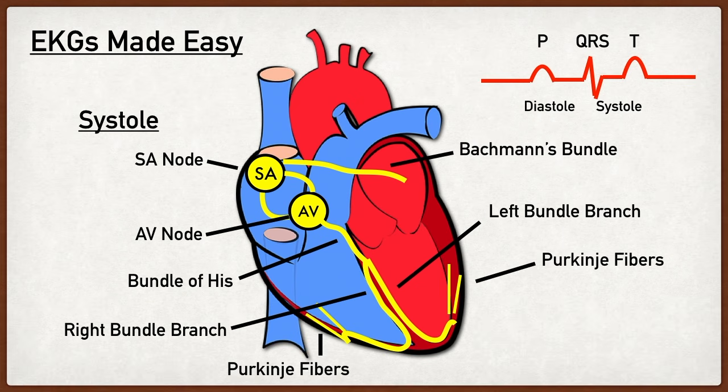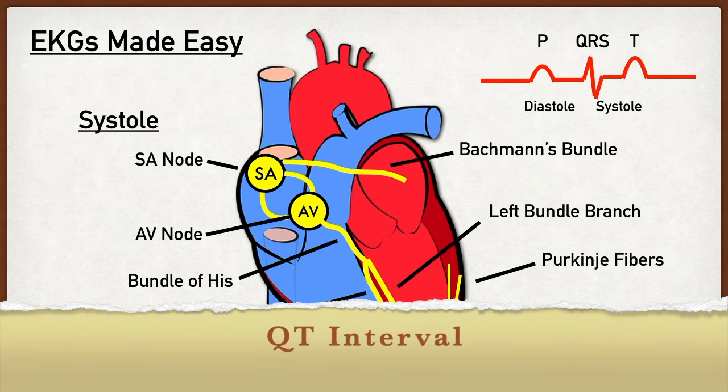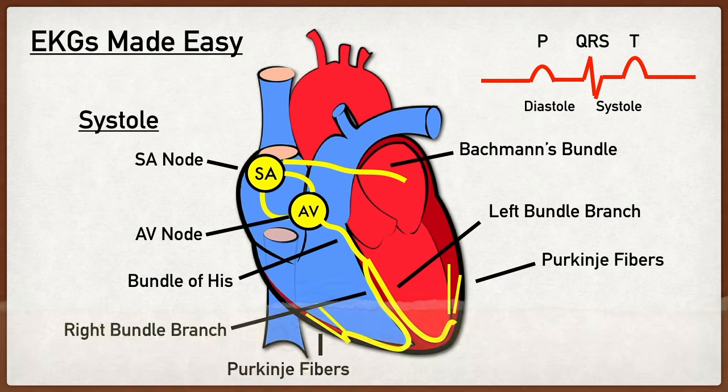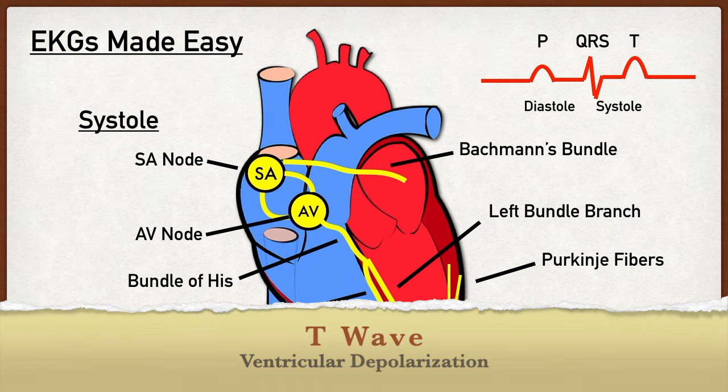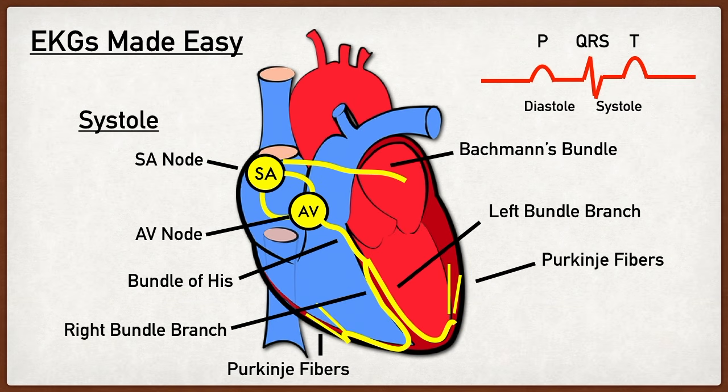There was then a flat line between the QRS complex and the T wave, which represented the time that the ventricles were depolarized. Eventually, the ventricles repolarized, and this was reflected on the T wave, which brought us back to the beginning of the cycle again.